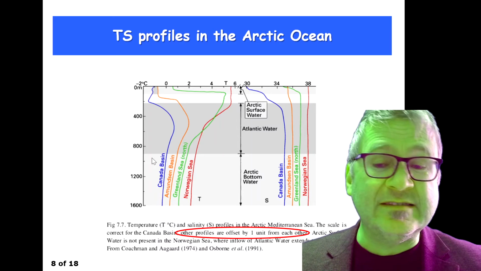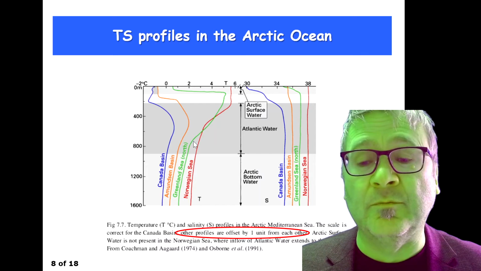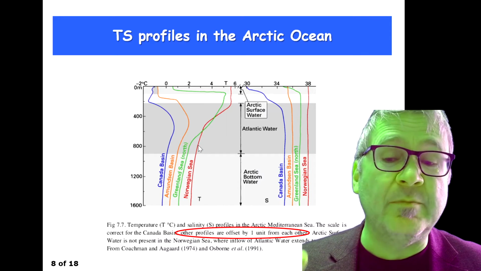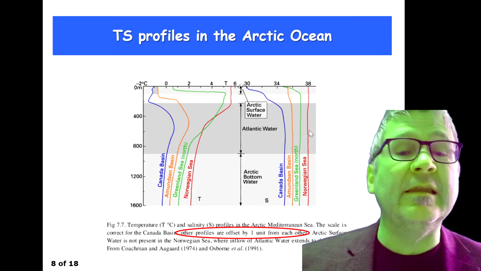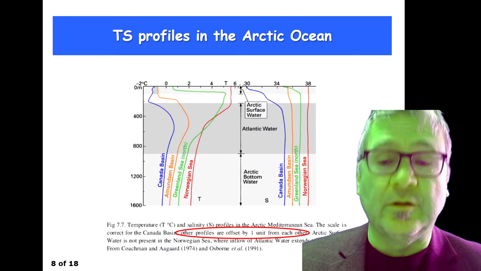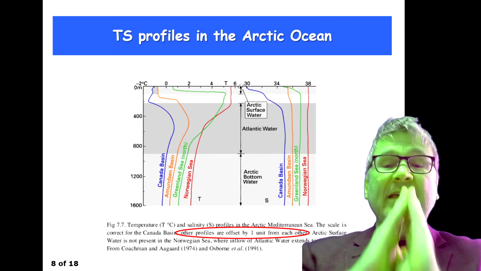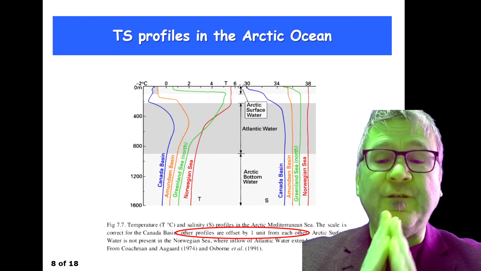So the Greenland Sea again is modified. It is offset by 2 degrees relative to the blue curve, and the Norwegian Sea even by 3 degrees. Salinity is done the same way, offset by 1 unit. Anyway, you can identify the key feature.